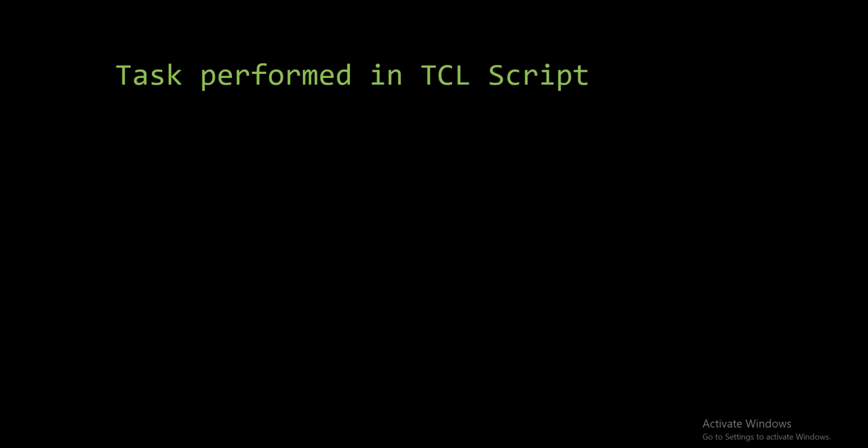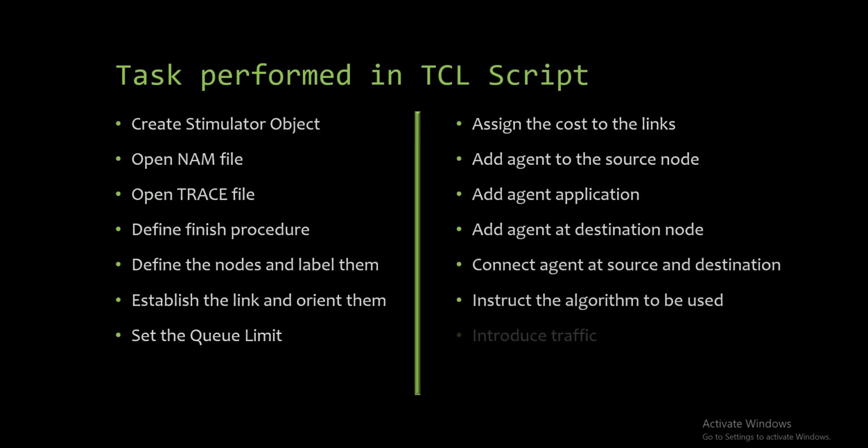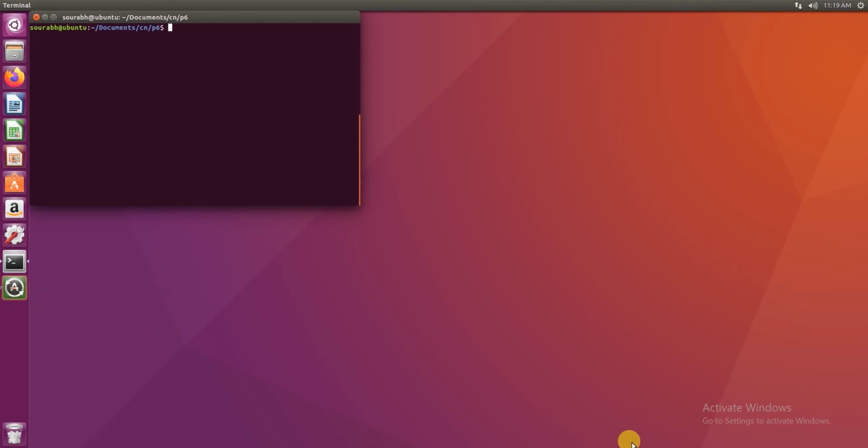Now, the tasks performed in the TCL script include: create simulator object, open the NAM file, open the trace file, define the finish procedure, define the nodes and label them, establish the links and orient them, set the queue limit, assign the cost to the links, add the agent to the source node, add the agent application, add the agent at the destination node, connect the agents at source and destination, instruct the algorithm to be used, introduce the traffic, and run the simulation. Now, let us open the TCL script to execute all the tasks we had listed in the previous slide.